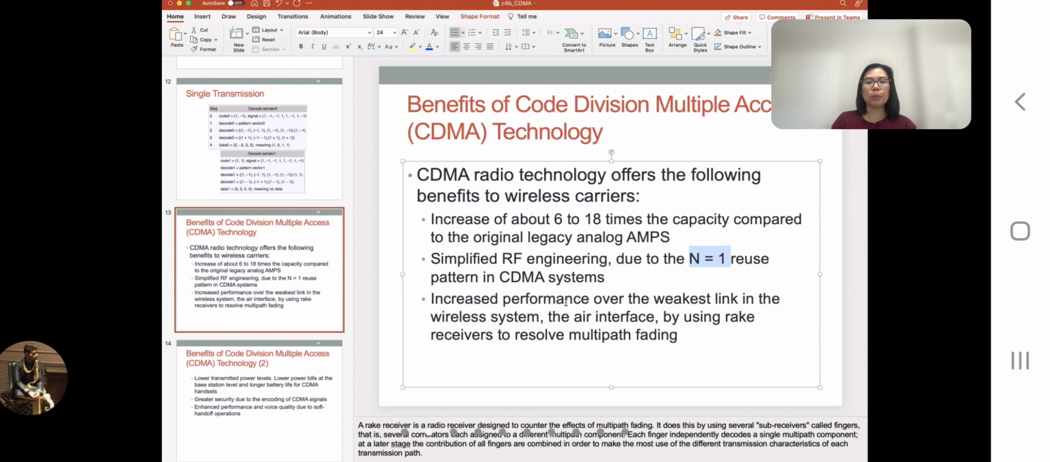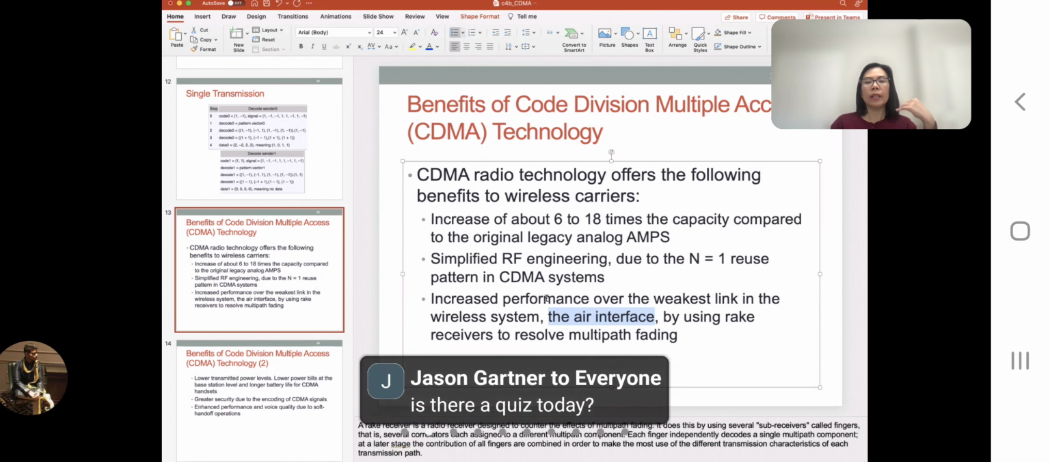It also increases performance over the air interface. The air interface is usually the weakest link in a wireless system, because it has noise and interference, and usually we cannot control those. We can improve the system hardware and software, but how can we improve the air interface? If there's rain or a storm, we cannot do anything about it. But with CDMA, we can improve the performance over the air interface.